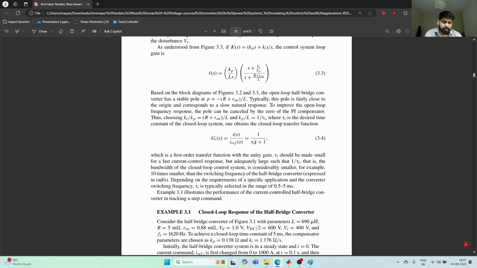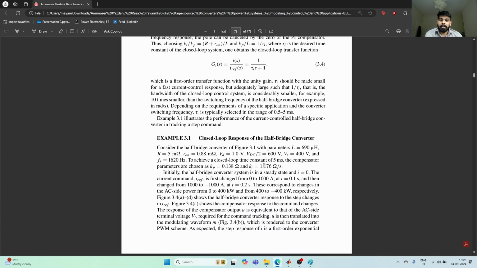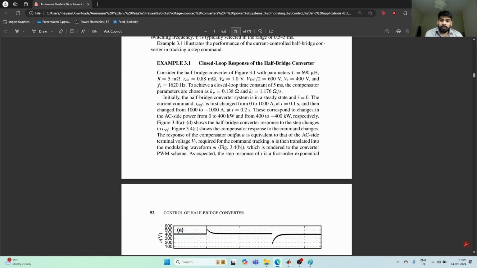What they say is that when you are choosing the time constant of the closed loop system, you should keep it small, obviously, because if you keep the time constant small, then your pole would be very far away from the origin, and that would mean that your current control response would be faster. But it should be large enough such that the bandwidth of your closed loop control system is small. So that's what we see here, right?